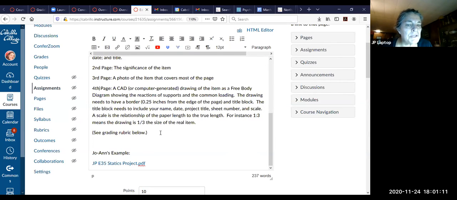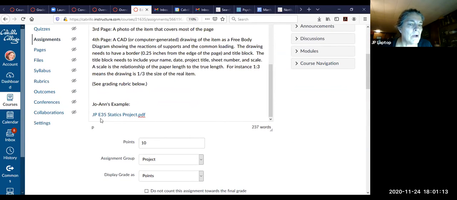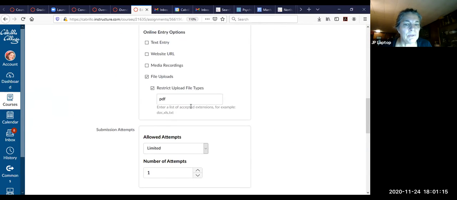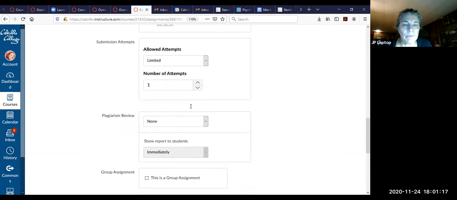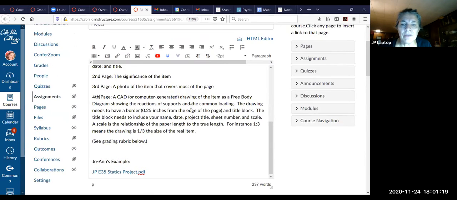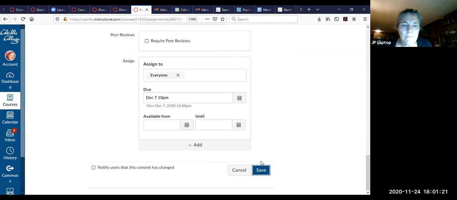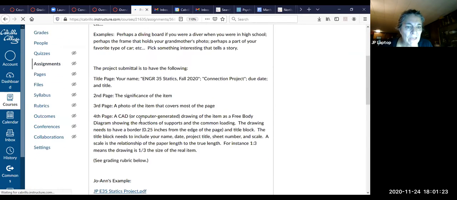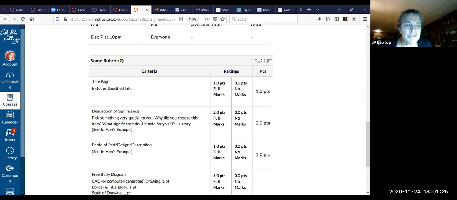Okay, let's look at the grading rubric below. And here I'm going to show you my example. Where is the grading rubric? Okay, I have to save this first. And then here's the rubric.